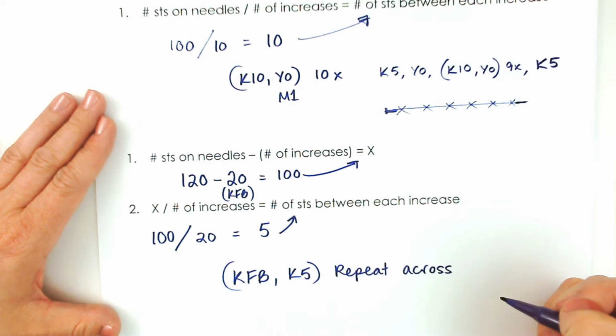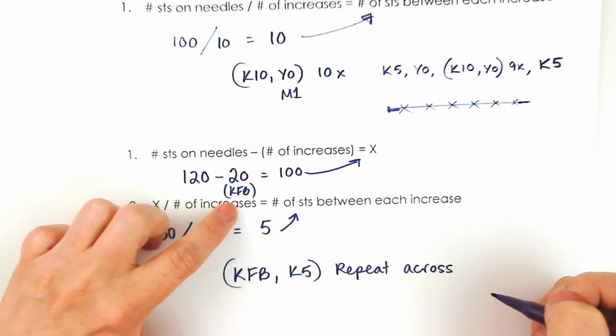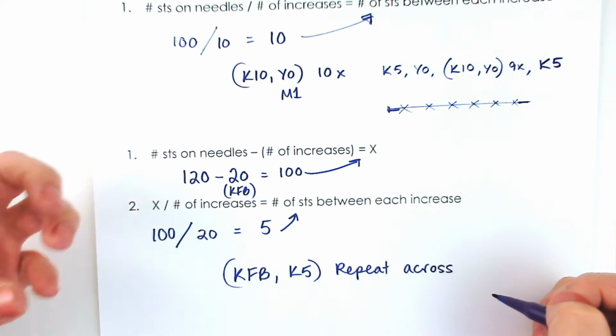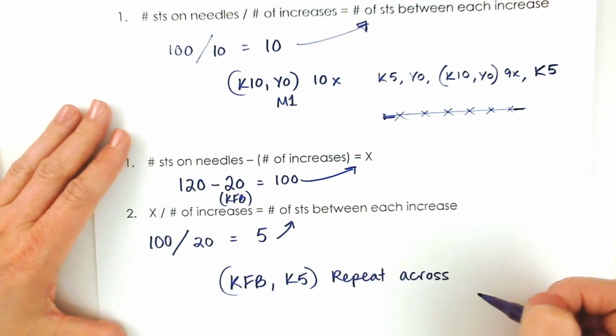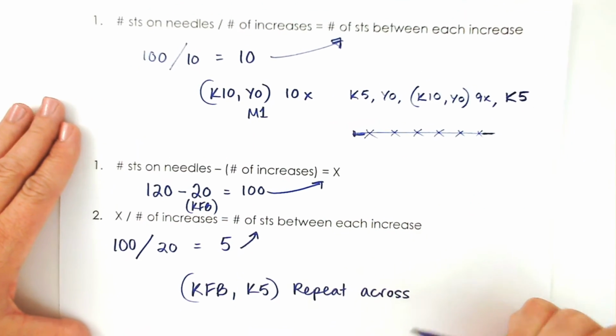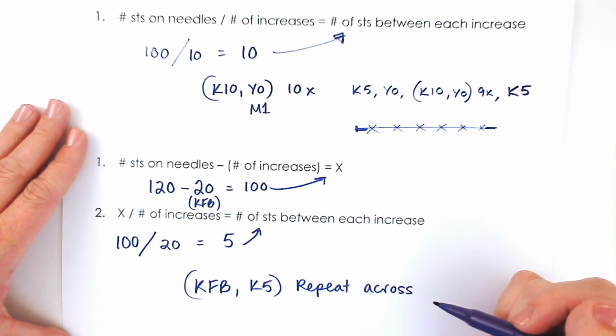Something like that. Okay? Because again, this knit front back needs a base stitch to work off of, so we have to account for that in the number of stitches that are not used in our increase, in the number of stitches that are between.